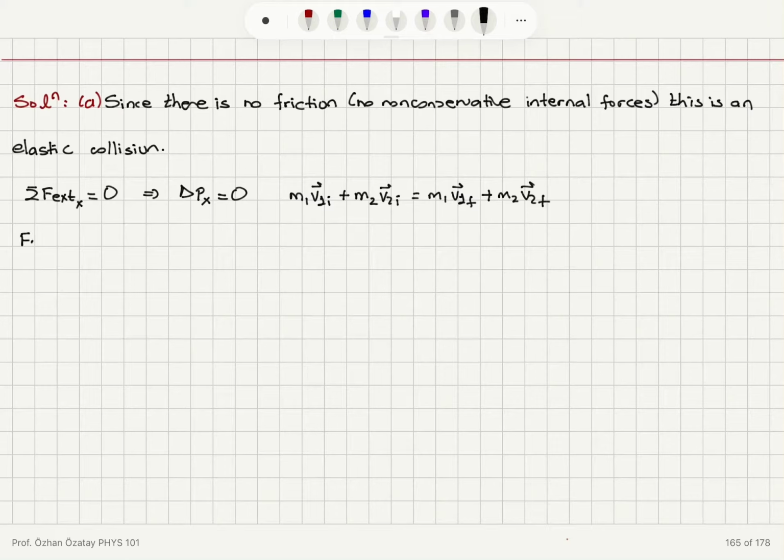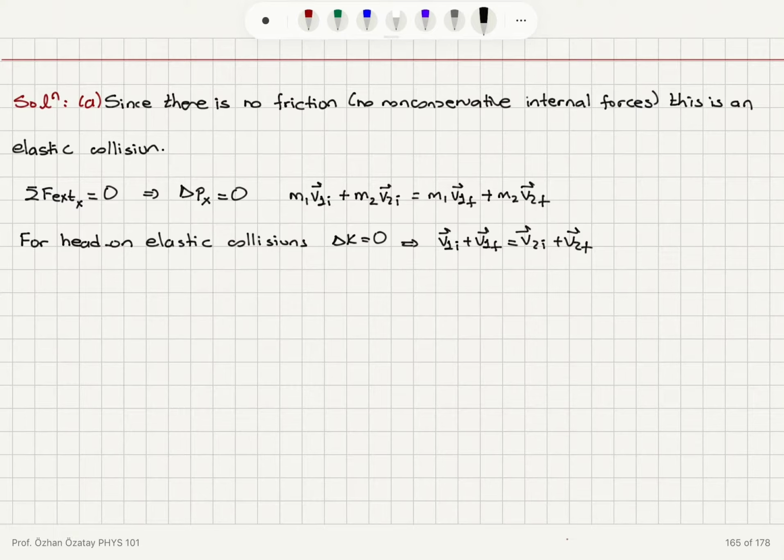Now note that this is a one-dimensional collision, and when I have head-on elastic collisions, if I consider the fact that there are no non-conservative forces, kinetic energy is conserved, delta K is equal to 0. This gives us v1 initial plus v1 final equals v2 initial plus v2 final. You can recall this from our previous lecture.